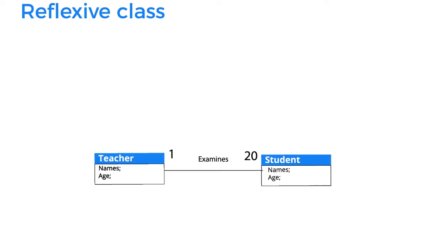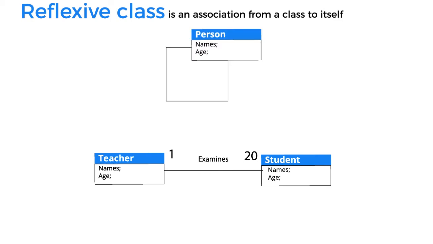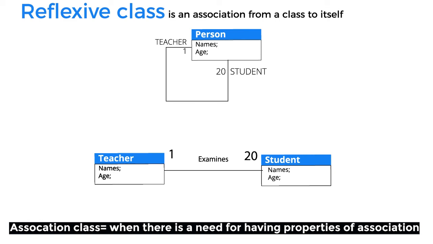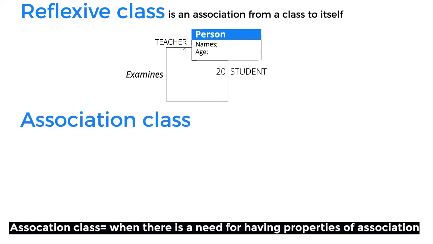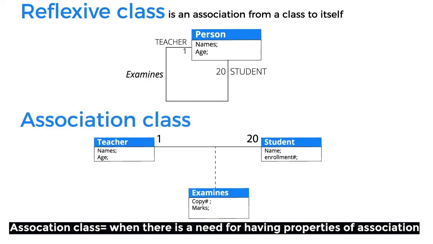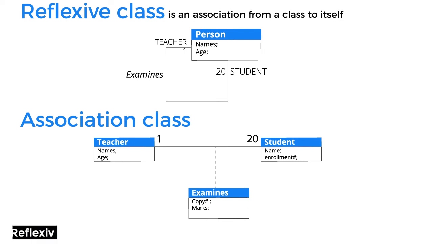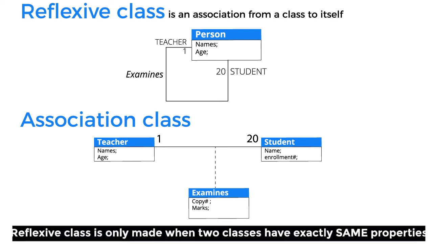The other example of reflexive class is one teacher examines 20 students. Now teacher and student contain exactly the same properties, name and age. This can also be shown in a reflexive class like this. Again, both diagrams mean the same, only shown in a different way. The figure shows the same thing: a teacher teaches the student. One is the reflexive one, another is the association one.